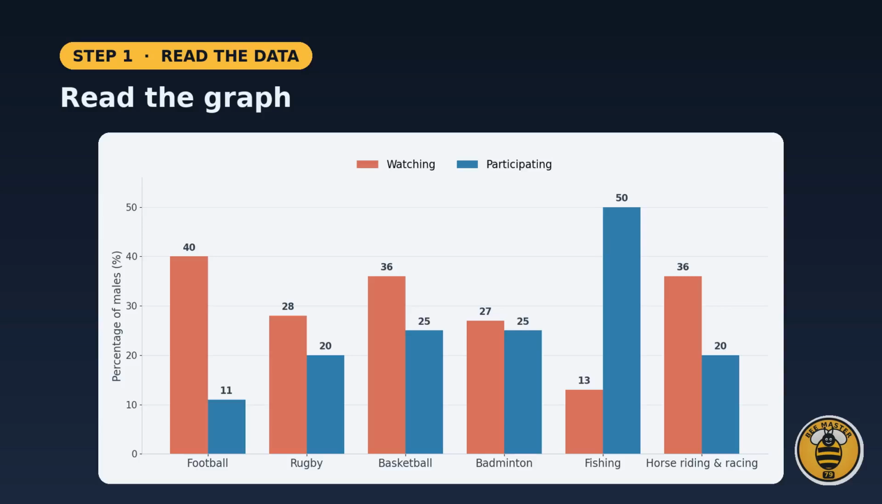Let's read the graph. 6 sports are shown, each with 2 columns, red for watching and blue for participating. Take a moment to see where the red bars tower over the blue ones and where that pattern flips.